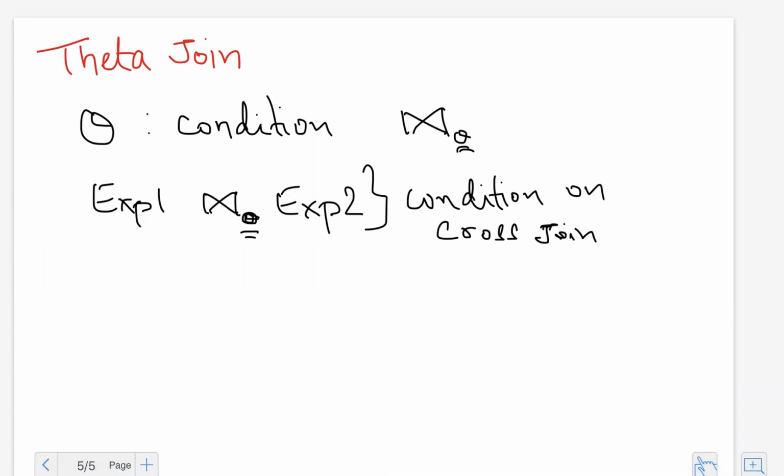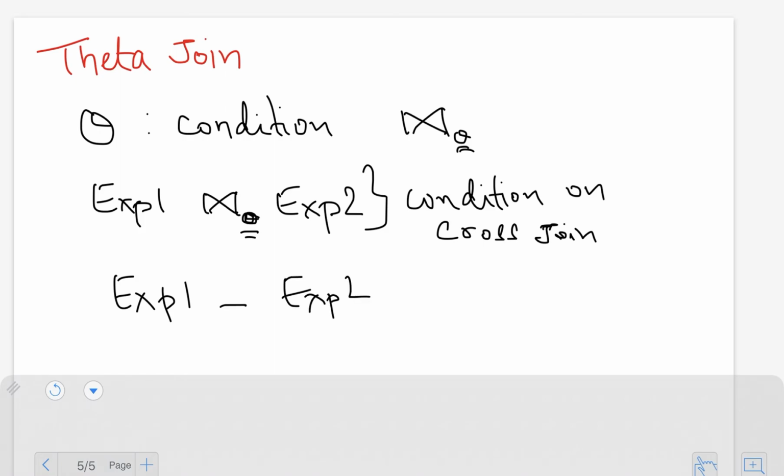And all of the joins that we have seen till now are associative. What it means is that if I write expression 1 join expression 2, it's the same as writing expression 2 join expression 1. So the cross join that we've seen is associative, the natural join is associative again. So all of the joins that we have seen till now are associative. We'll later be looking at joins which are not associative as well.